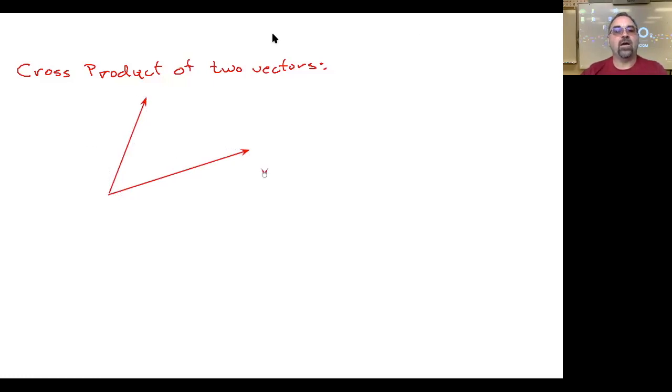The cross product of these two vectors is a third vector. If this is u vector and this is v vector, the cross product is actually going to be a third vector. It produces a vector that is perpendicular to both original vectors.